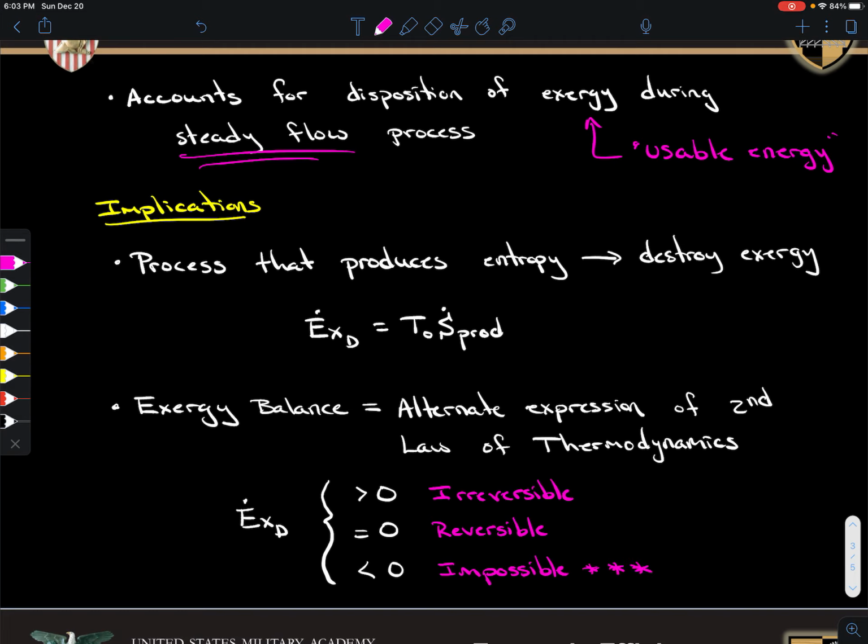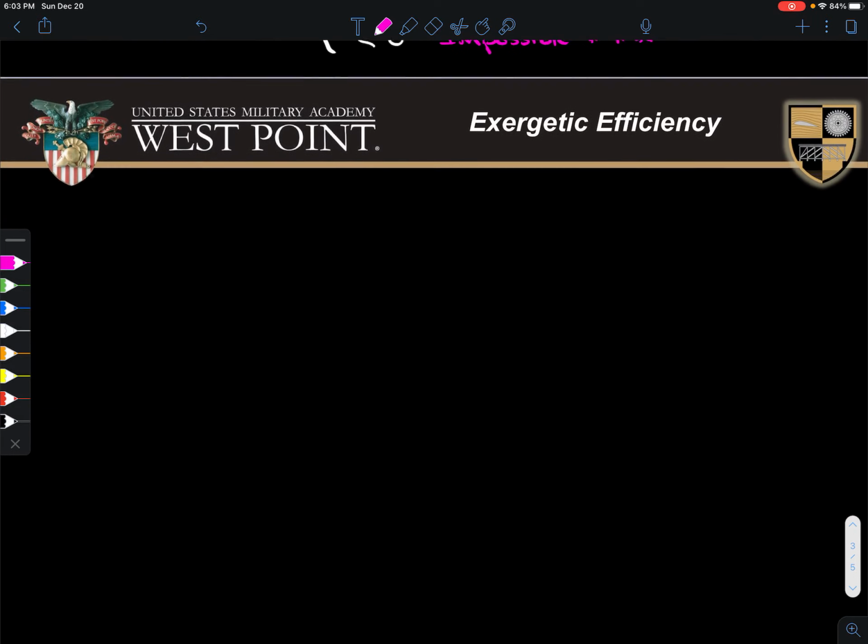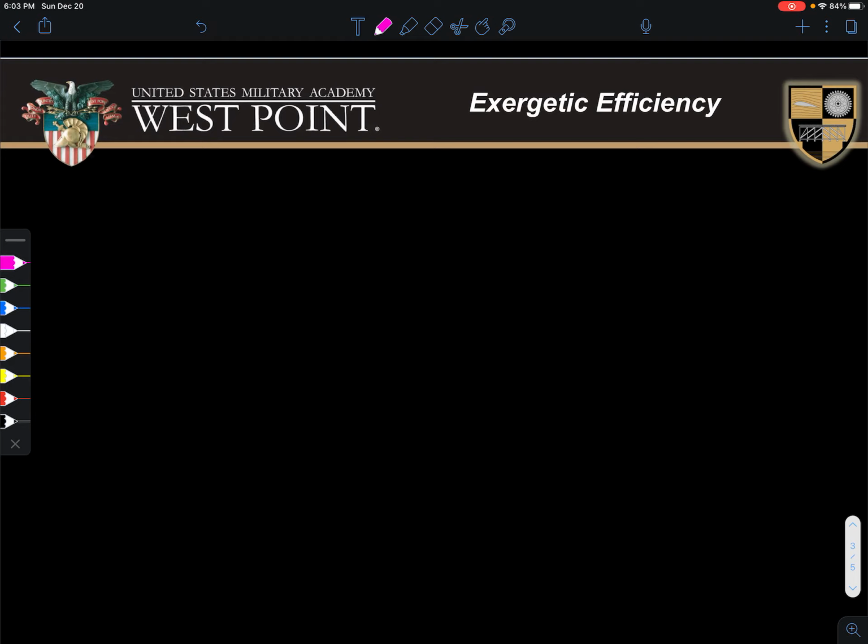This is the type of thing where you as an engineer or thermodynamicist can actually do analysis to figure out whether or not a proposed system is possible. It is a very powerful tool that can be in your toolkit. Okay, jumping forward here, let's talk about exergetic efficiency as compared to, say, a typical thermodynamic efficiency.